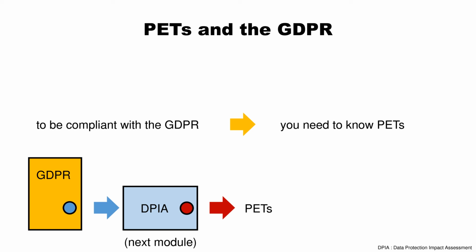One important part of the Data Protection Impact Assessment, or DPIA, is that it has a provision for countermeasures. And countermeasures are privacy-enhancing technologies. So you need to know privacy-enhancing technologies if you're going to write a DPIA and if you want to be compliant with the GDPR. And that's the goal of this module. We're going to find out different types of countermeasures, and how they can be used to protect your personal data.